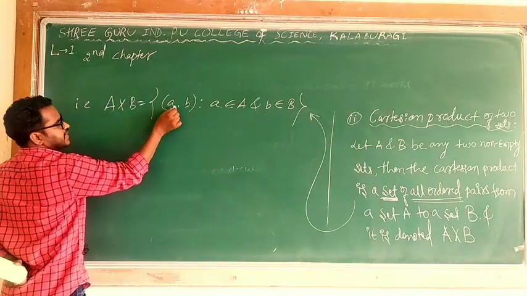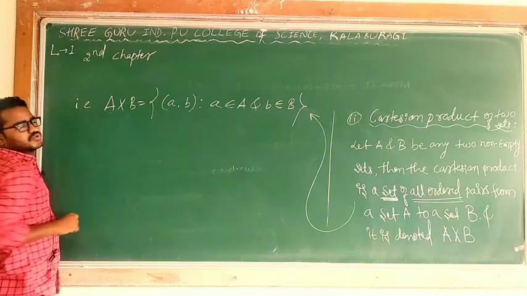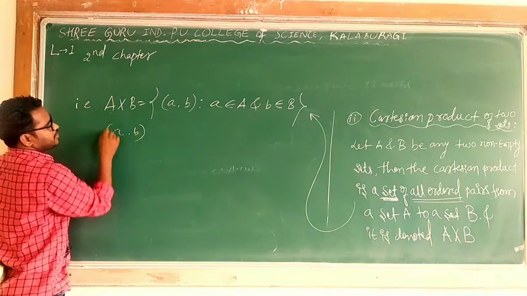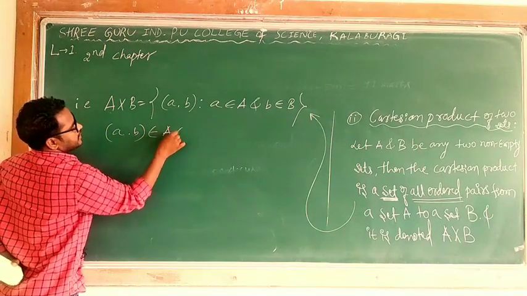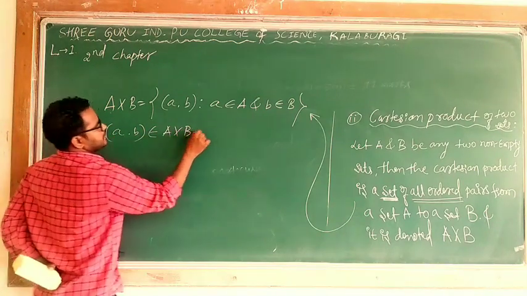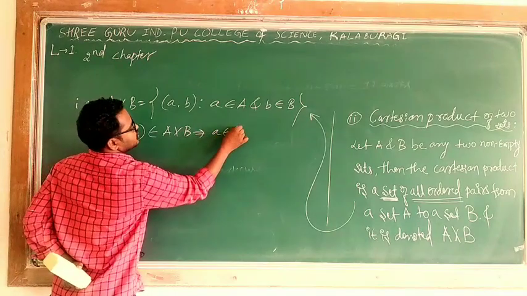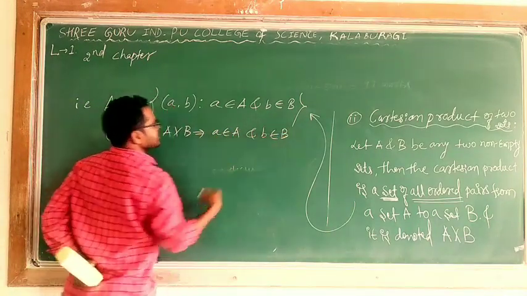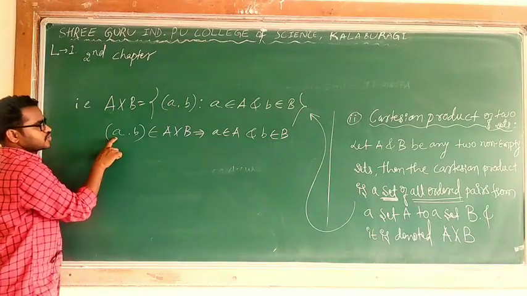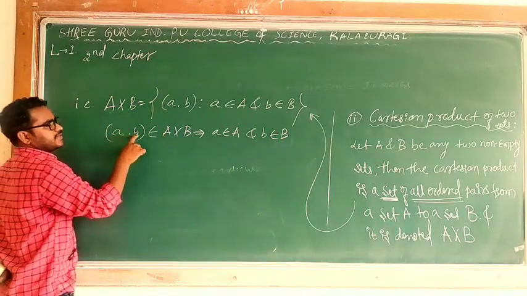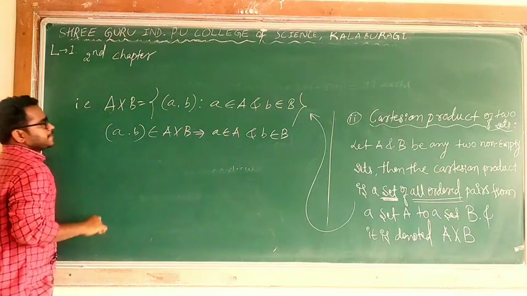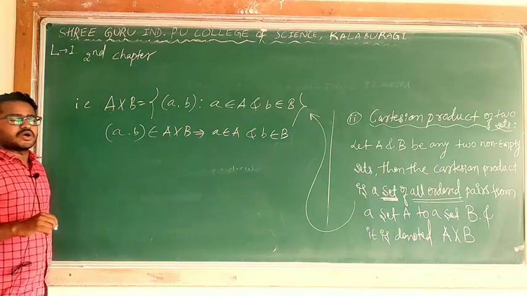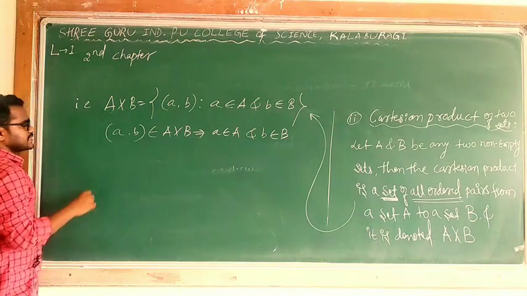So when (a, b) belongs to A cross B, this ordered pair belongs to A cross B. It implies that a belongs to capital A and b belongs to capital B. What it means is the first element belongs to the first set and the second element belongs to the second set. So A cross B, how is this? I will take one example to show you exactly what it is.